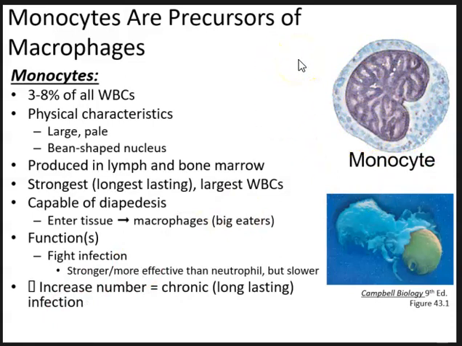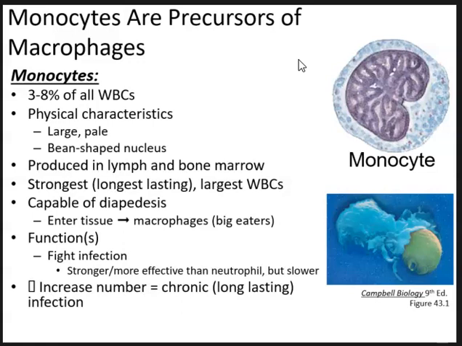These monocytes are produced in lymph as well as bone marrow. So when monocytes are produced in bone marrow, they are said to be myeloid in origin. And if they're produced in lymph, they are said to be lymphoid in origin. Monocytes are actually the strongest and longest lasting of the leukocytes, and they are the largest. Again, they are the quarter coin compared to the other leukocytes. These cells are capable of diapedesis, meaning they can enter tissue from the blood.